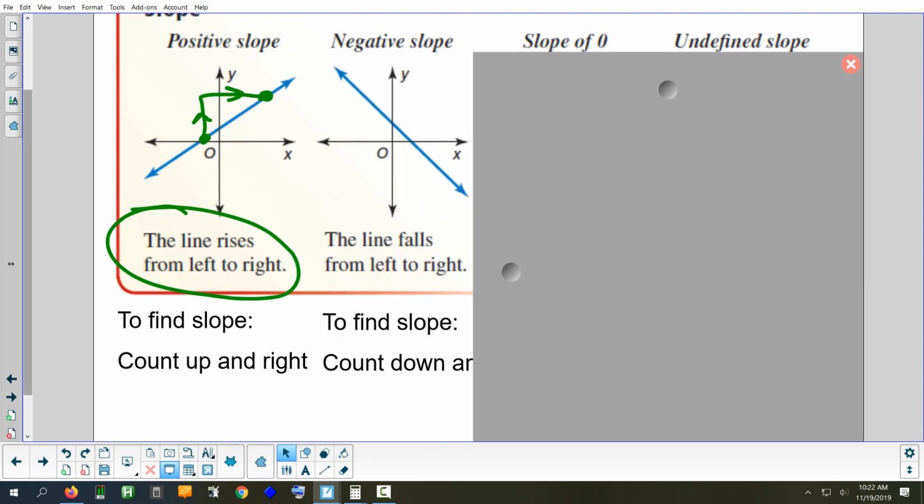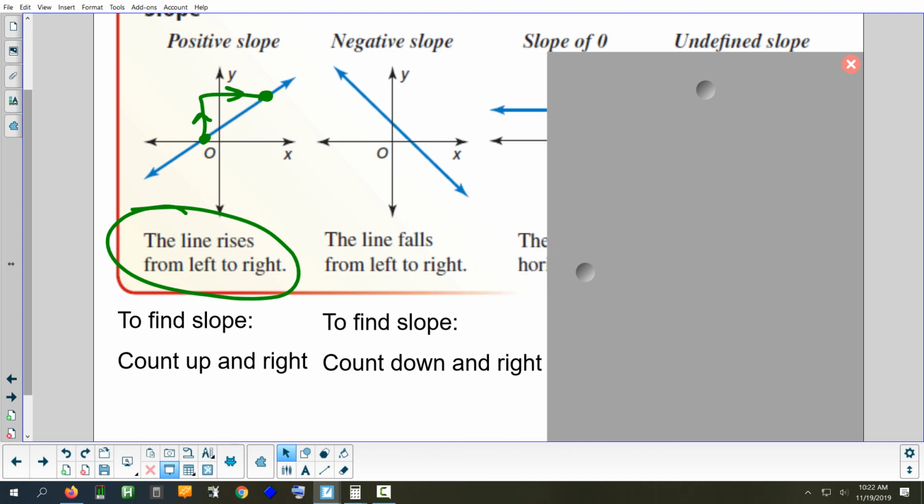So this line falls as you go to the right. If you were trying to find the slope here, you would pick a point, and you would pick another point. It doesn't matter which two you pick. You would count down, and then you would count right. Down and right. Notice you always count right. Always. We either go up and right or down and right.